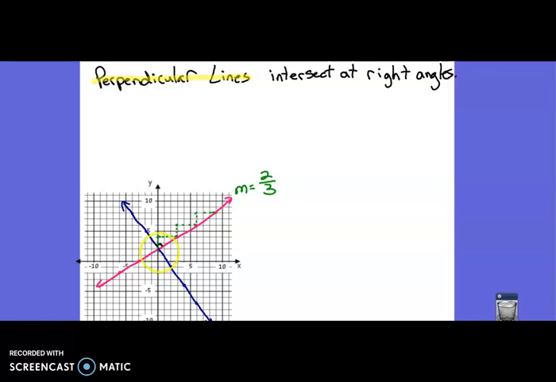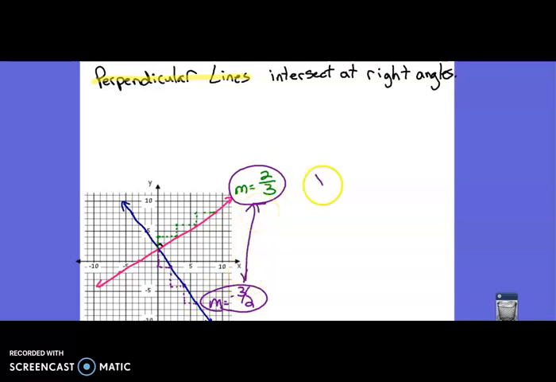The other line has slope down 3 over 2. So this has negative 3/2 slope. So they are perpendicular, and notice the slopes of each other.